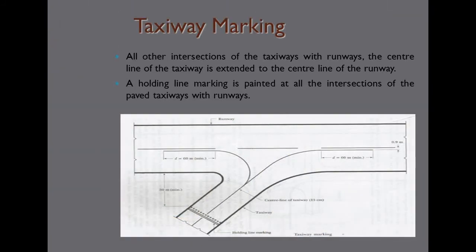At other intersections of the taxiway with the runway, the center line of the taxiway is extended to the center line of the runway. A holding line marking is painted at all the intersections of the paved taxiway with the runway. So here we can see, this is taxiway and this is runway. The center line of the taxiway is extended to the center line of the runway.